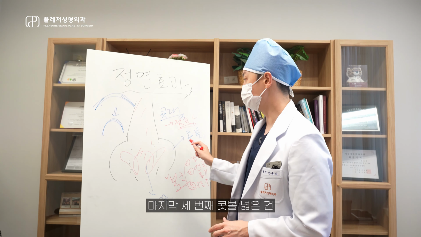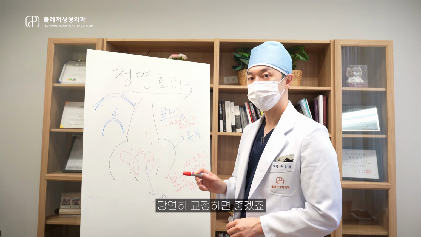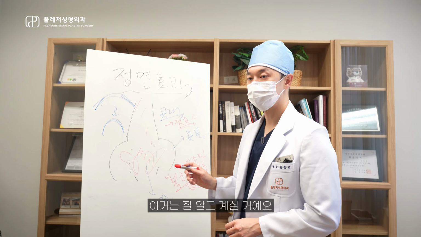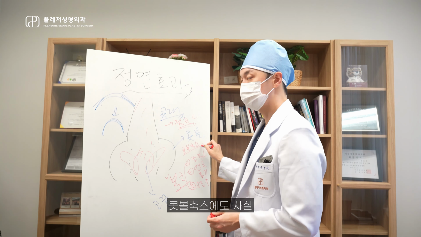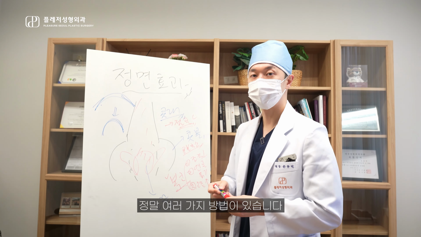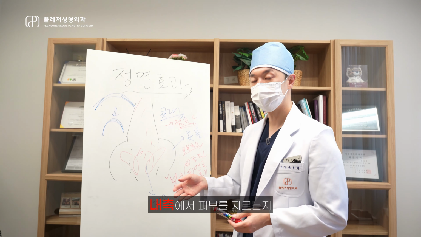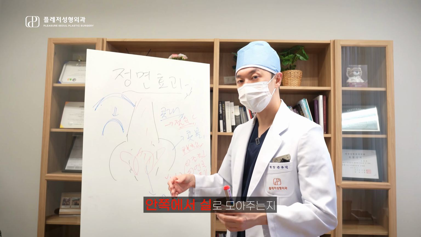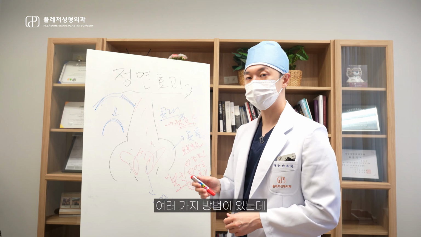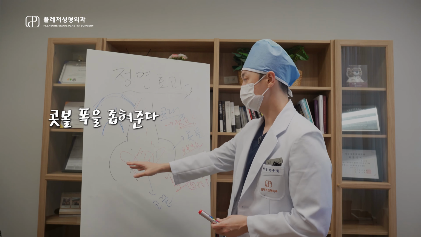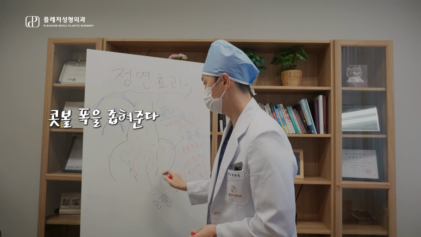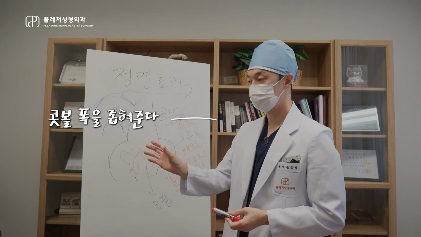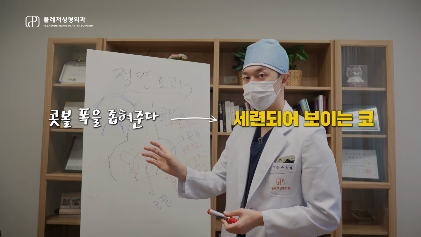Lastly, the third part is the nostrils. Of course, it's good to correct wide nostrils. I'm sure you're already well aware of this. In fact, there are actually many different methods for nostril reduction as well. There are various methods, such as cutting the skin from the inside, cutting from the outside, or gathering it with a thread non-incisionally from the inside. Whichever method is used, if you narrow the width of the nostrils, of course, the nostrils won't look flared from the front and will appear more refined.